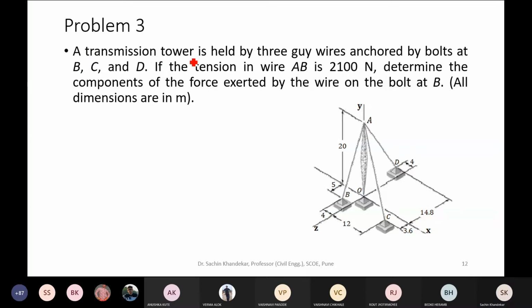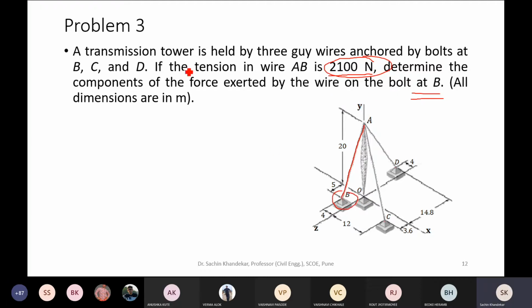A transmission tower is held by 3 guy wires anchored by bolts at B, C, and D. If the tension in wire AB, so this is the wire AB, is 2100 Newton, determine the components of the force exerted by the wire on the bolt at B. Please note, at B. Determine the components of this particular 2100 Newton force exerted by the wire on the bolt at B.